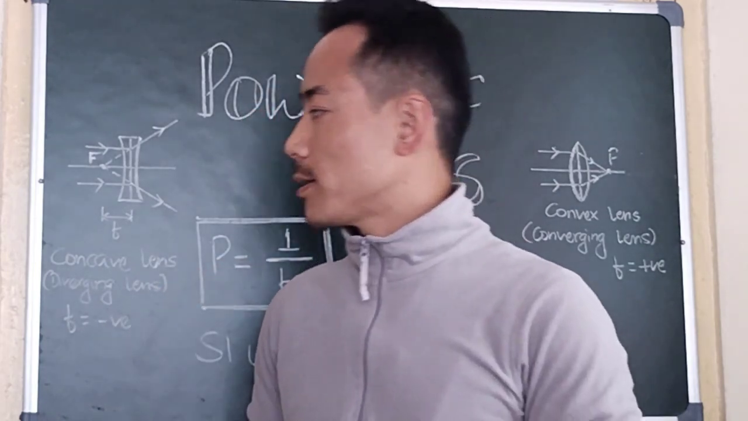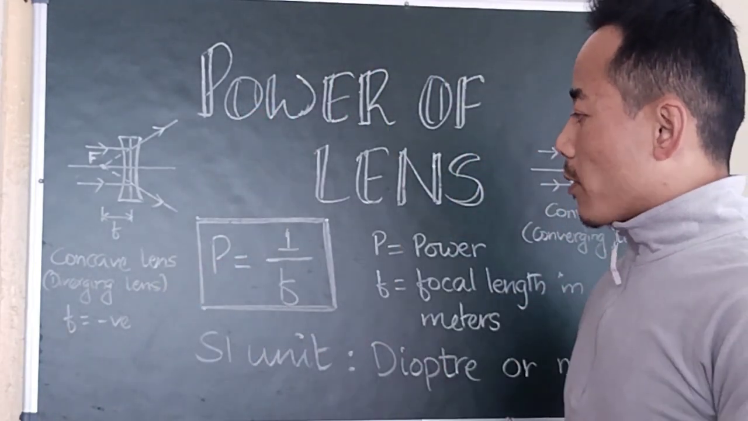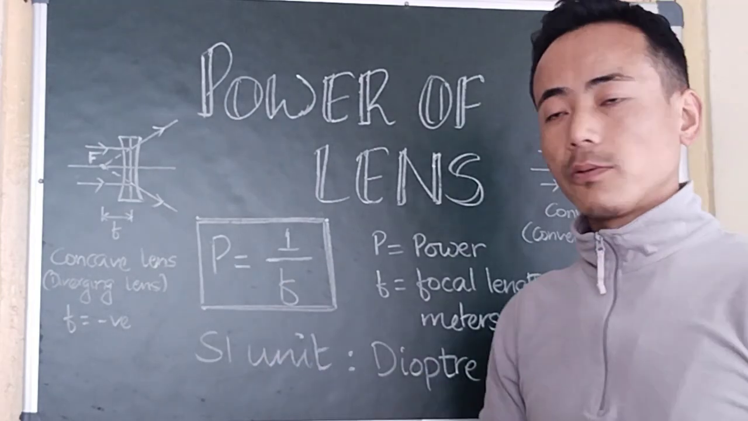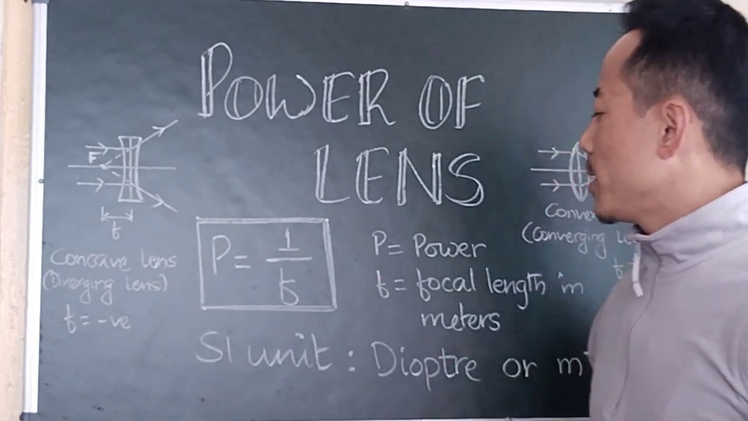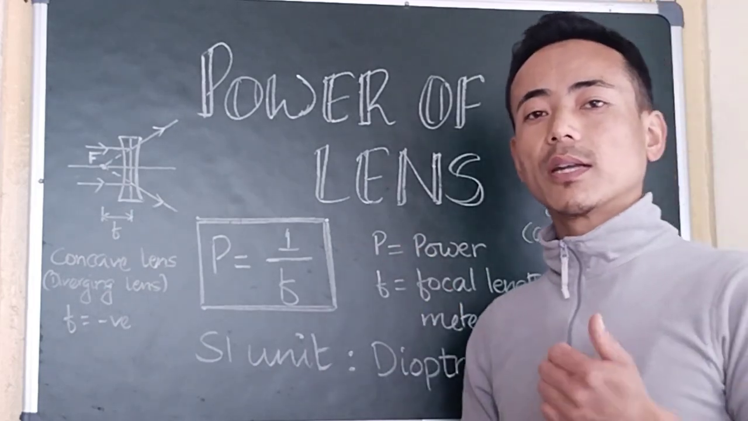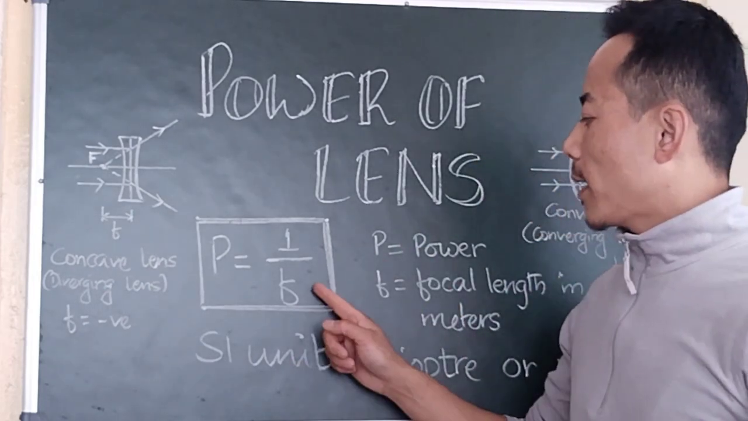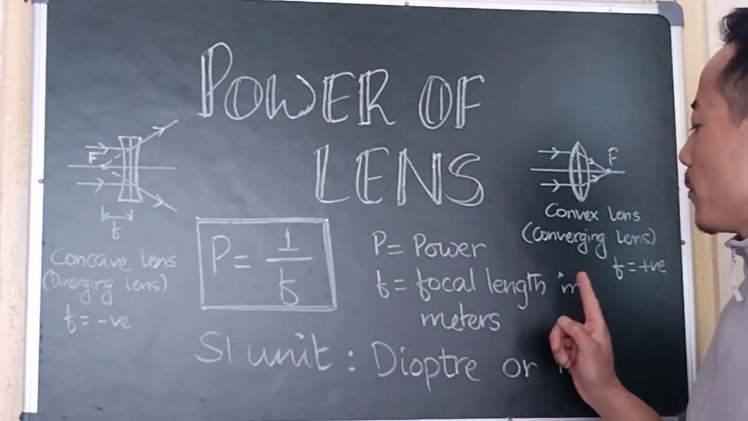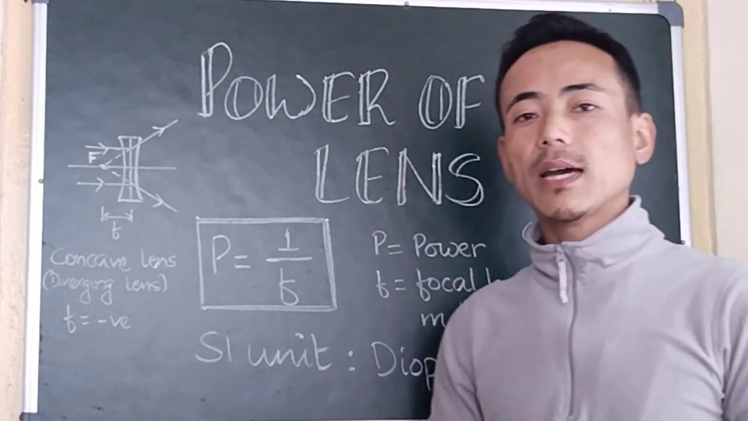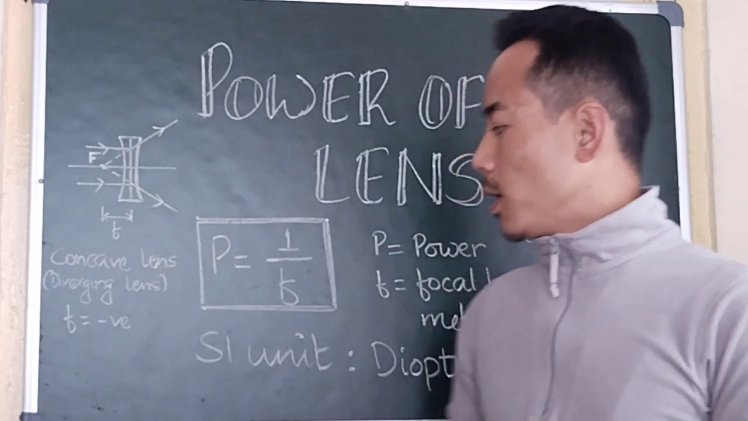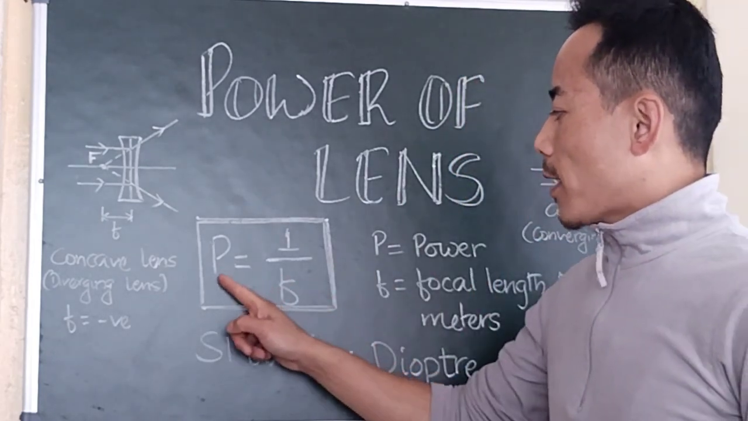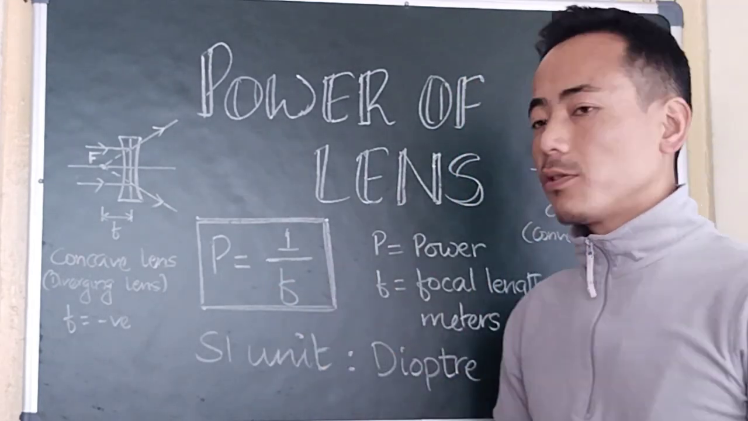Alright, so here you can see the formula based on which you will get the numerical: P is equal to 1 divided by f, where P stands for the power of the lens, which can be a concave lens or a convex lens, and f stands for the focal length of the lens in meters. Whenever you have to measure the power, the focal length has to be in meters. Now, in order to find the power, you may need the sign convention for the focal length.